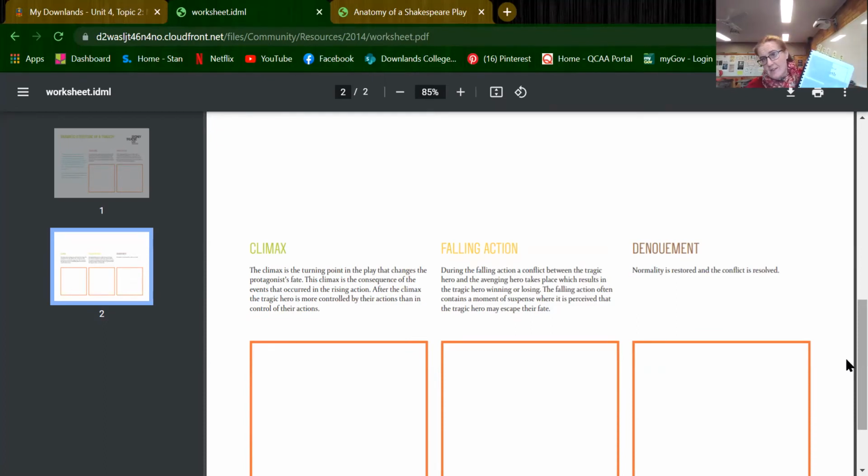Act 4 then is our falling action. We see the consequences of our actions, or the consequences of our protagonist's actions, in Act 4.